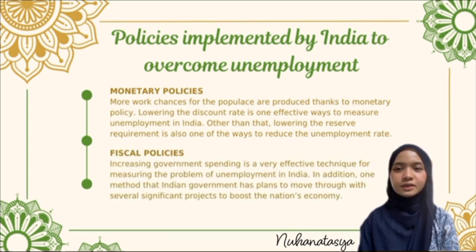Increasing government spending is a very effective technique for tackling the problem of unemployment in India. When salaries are increasing, people will have more money to spend as disposable income, and demand for items will rise as individuals begin to spend money on them. In addition, one method that the Indian government may use to lower unemployment is implementing development projects. When the government plans to develop many projects, they require many laborers to make the project successful, and this can indirectly provide job opportunities for unemployed people to work.